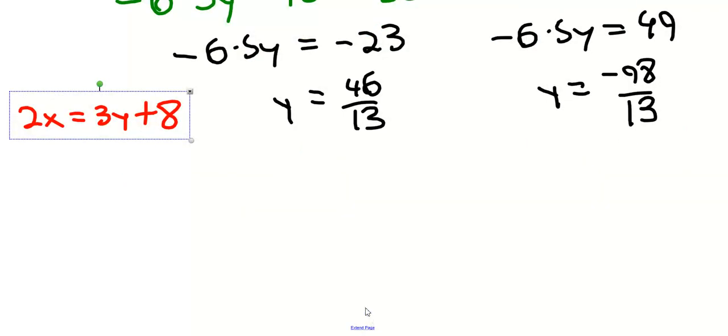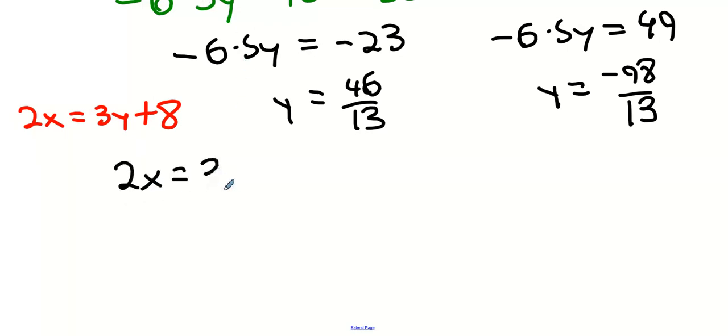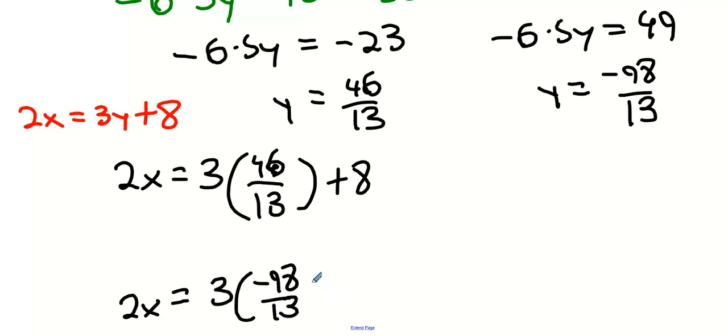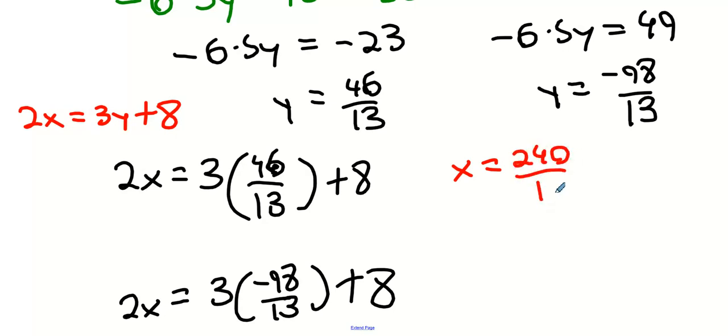What we're going to get is what, guys? 2x equals 3 times whatever y is, which is 46 over 13 plus 8. And then the other one is 2x equals 3 times minus 98 over 13 plus 8. Even if you're not interested in this question, would you do me a favor? Just put it in the calculator and move me on to the next question quicker. Which one? 240 over 13. All right. 242 over 13, yeah.